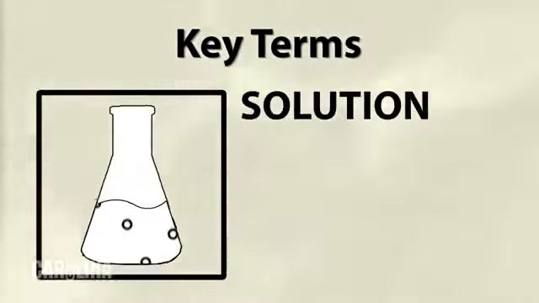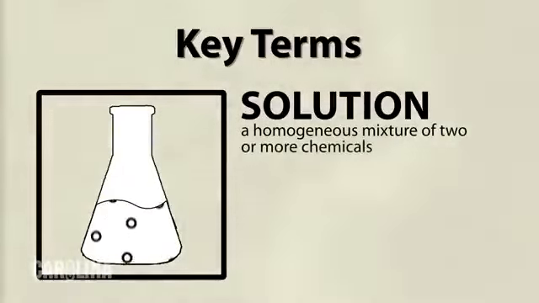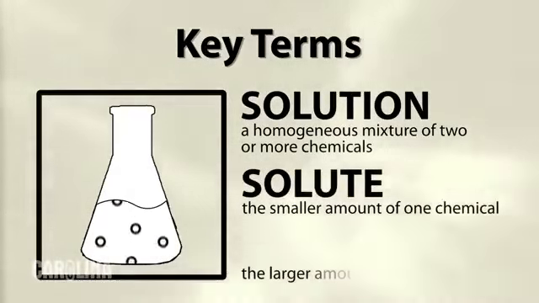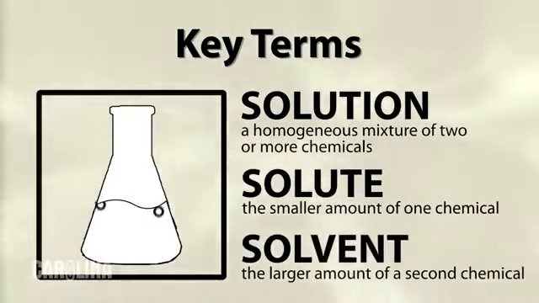A solution is a homogeneous mixture of two or more chemicals. For the simplest solution, a smaller amount of one chemical, called the solute, is placed in a larger amount of a second chemical, known as the solvent. Today, we will be preparing a solution of sodium chloride, using a small amount of sodium chloride as our solute, added to a larger volume of water, our solvent.